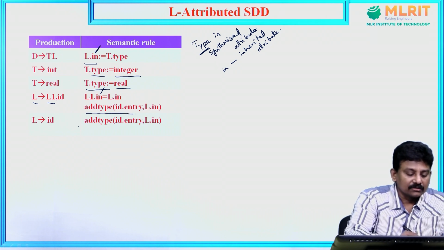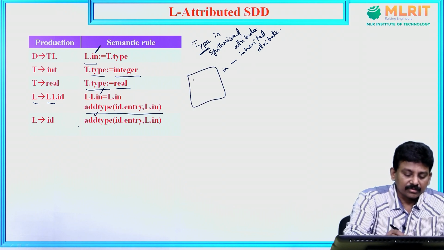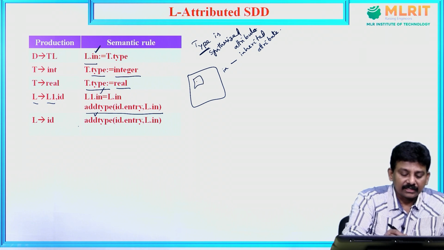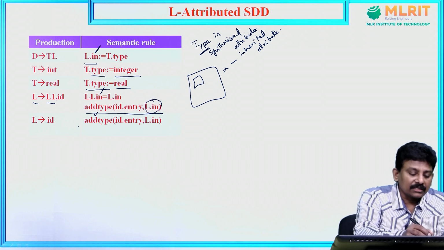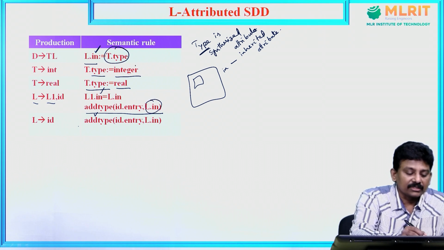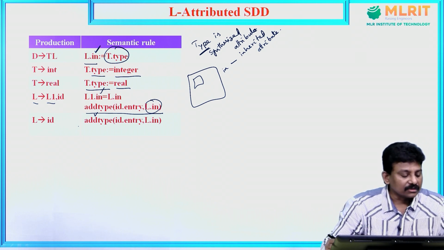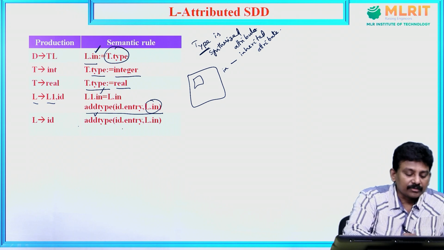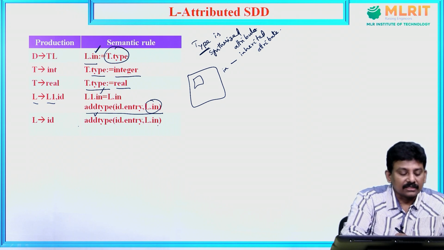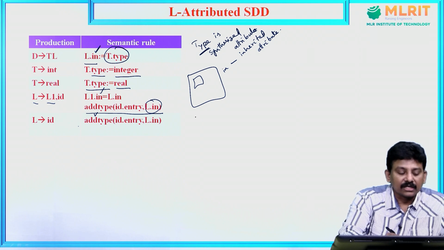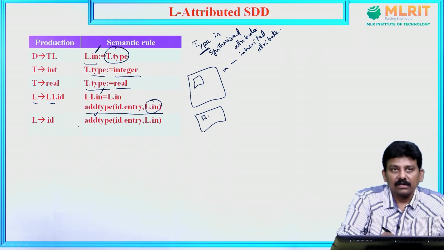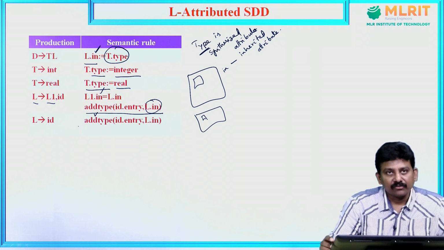And we are also using a function addtype. There is a symbol table, and for each identifier entry in the symbol table we need to add the type. The type we get from L.in, and L.in is T.type. T.type is any type: integer, real, float, double. That is added to the identifier in the symbol table. Then L derives ID, addtype(ID.entry, L.in). Here also, for L derives ID, there is a symbol table entry for ID, and L.in, that is the type of the identifier, is added.